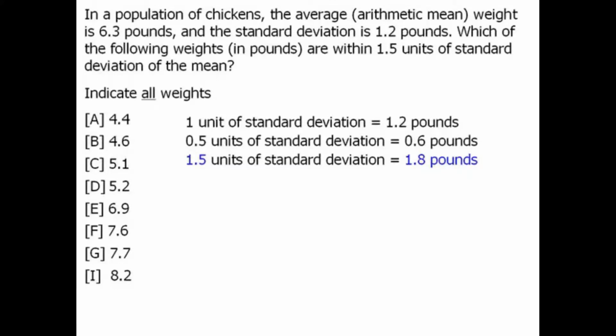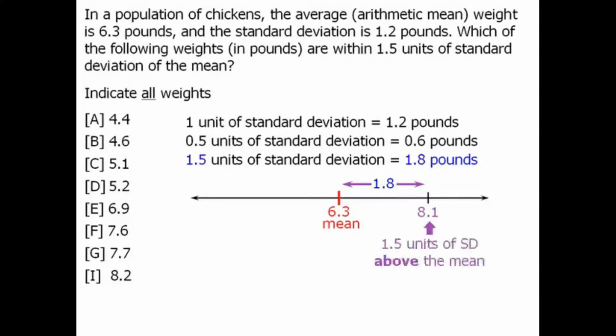Okay, now we're told that the mean of this population is 6.3 pounds. So if we take this mean of 6.3 pounds and add 1.8 pounds, we get 8.1 pounds, which would be 1.5 units of standard deviation above the mean. Similarly, if we subtract 1.8 pounds from 6.3 pounds, we get 4.5 pounds, and this weight is 1.5 units of standard deviation below the mean.